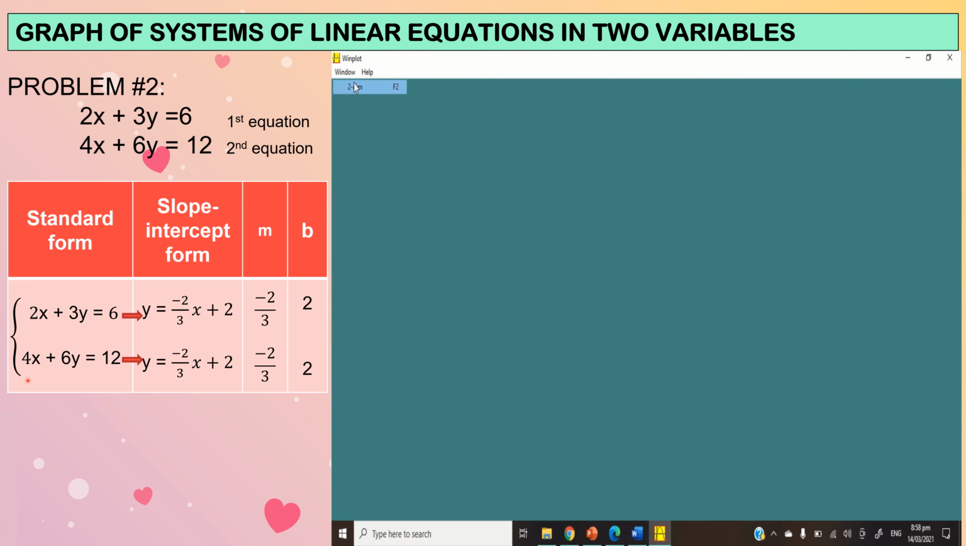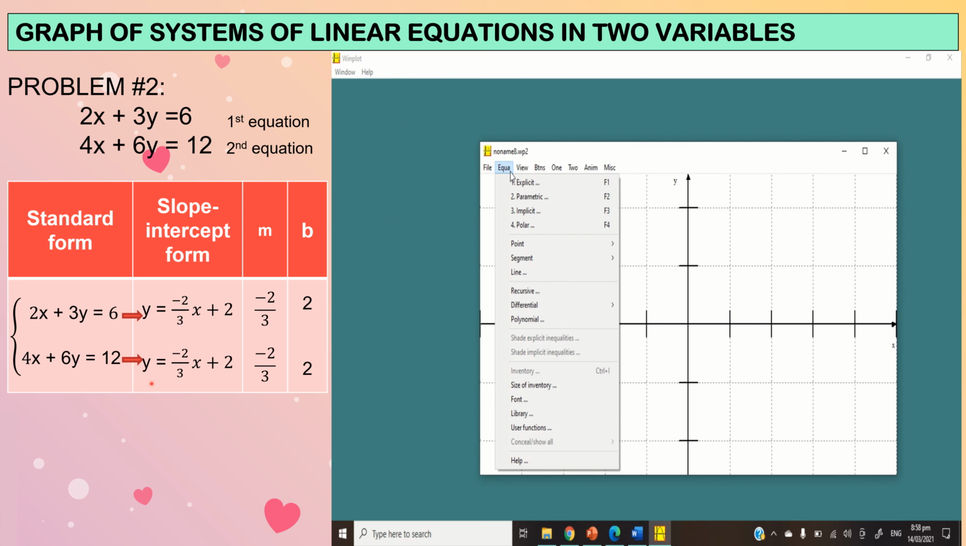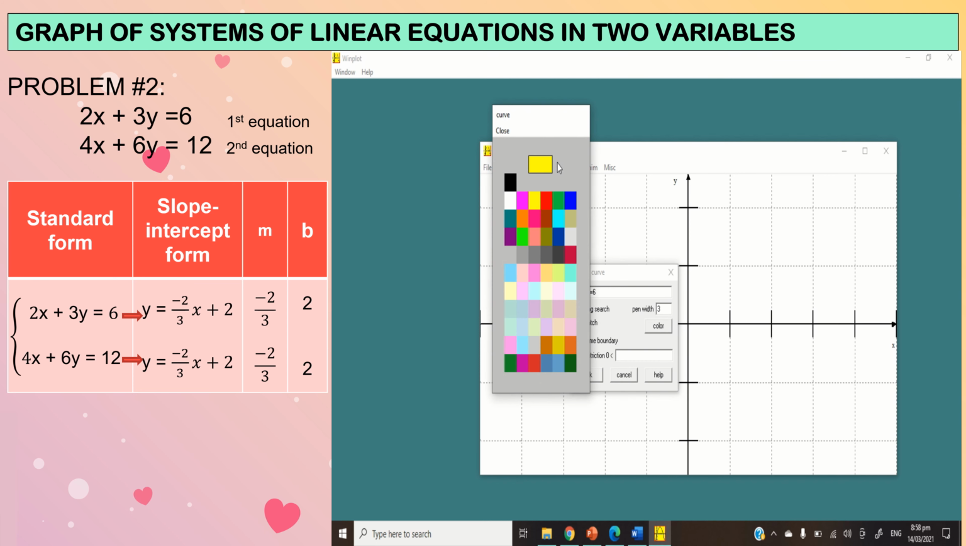For our second equation, 4x plus 6y is equal to 12, the slope is negative 2 over 3 and the y-intercept is positive 2. Select Window, then Equation. Here we were going to input our first equation, 2x plus 3y is equal to 6. Select the thickness of our line. Select color.